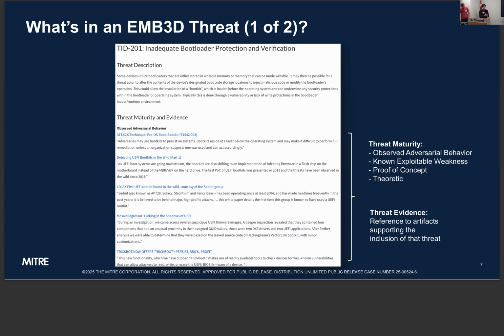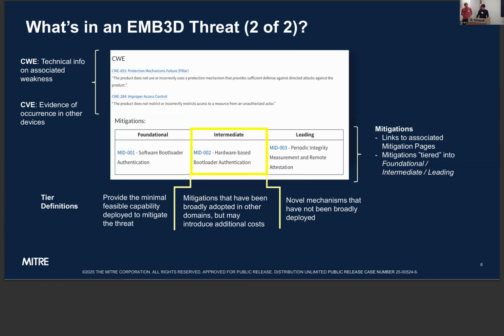And your evidence are just examples and links going back to that maturity to prove that these threats are real, and you can kind of investigate the threat further yourself. If you keep scrolling down, you see that threats have CWE and CVE mappings. A lot of people were using them and they wanted them to be included. And we said, that sounds great, let's do it. And then again, threats are mapped to mitigations.